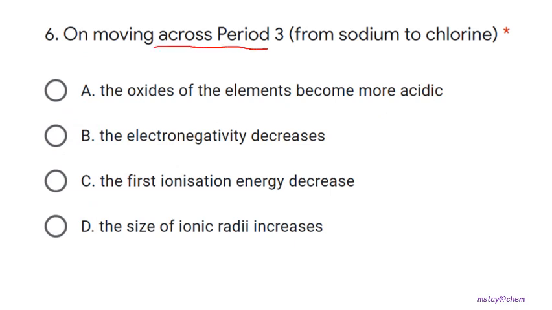Across period 3, what will happen to the element? First, the oxide of the element becomes more acidic. Yes, correct. Because as we know, metal oxide is always basic, and then across the period, the elements change from metal to non-metal, so it means that it is more acidic.